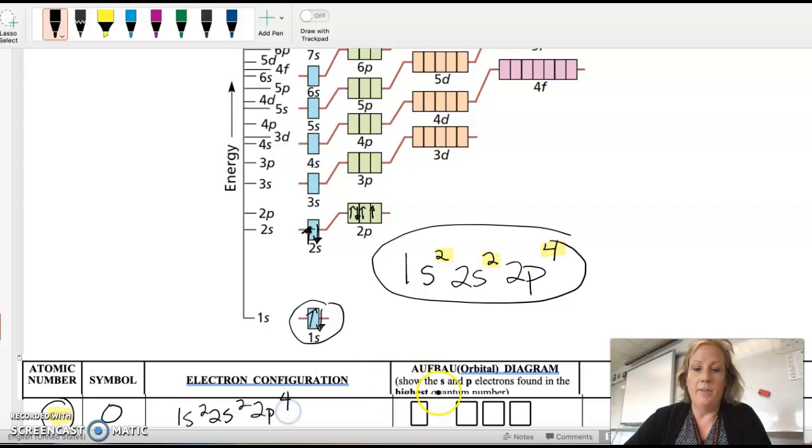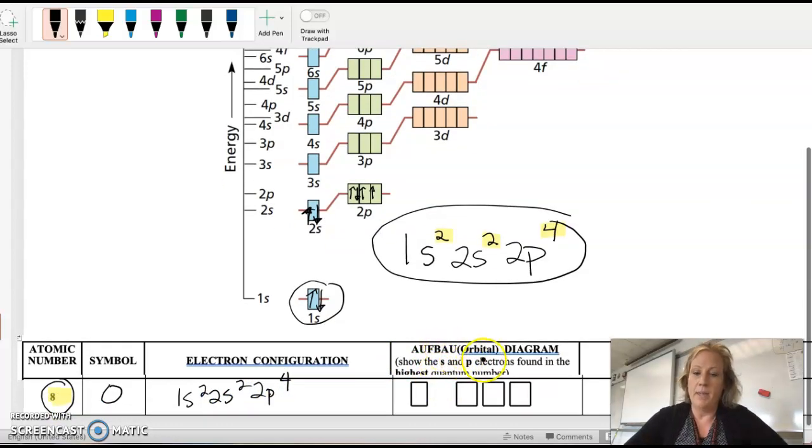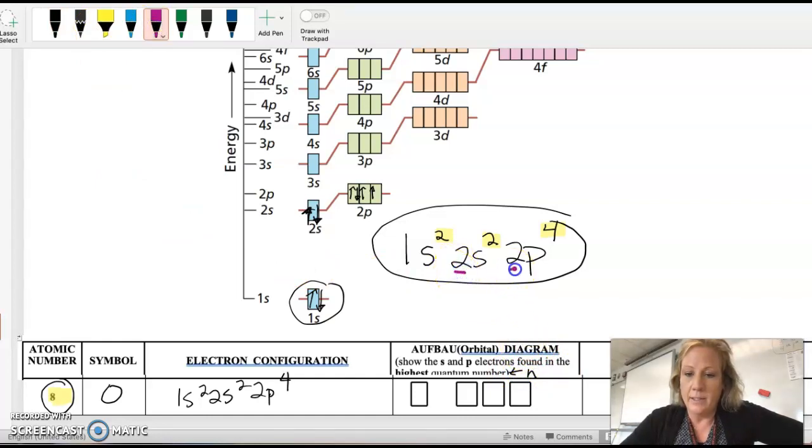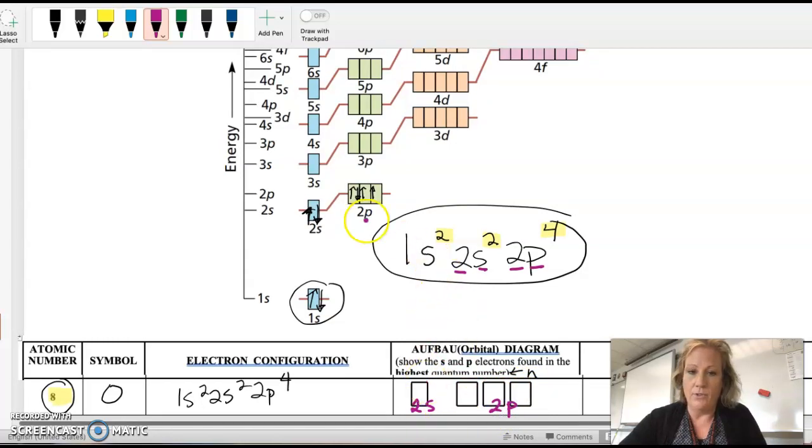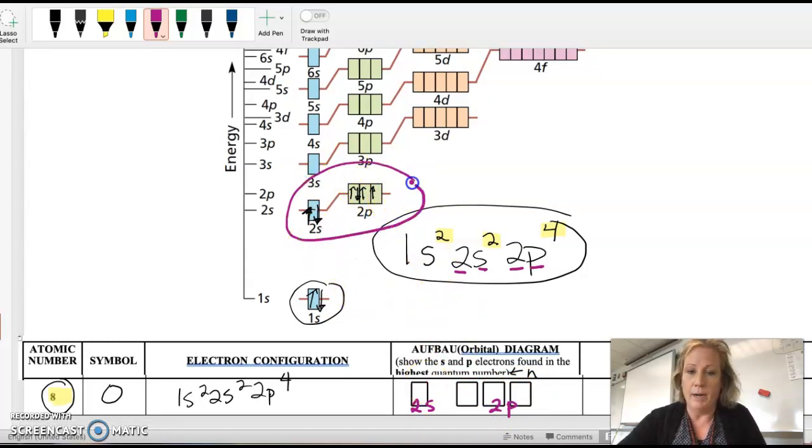And then there's another part where they want to know the highest level s and p electrons for the highest quantum number. What they mean is the largest n value. So for this, n equals 2 is the highest, and then any s and p electrons. So this would be the 2s, and these 3, remember the p has 3 orbitals, would be the 2p. And I would just draw in, so I'm really just showing this part now, those 2 electrons here, and then these 4.